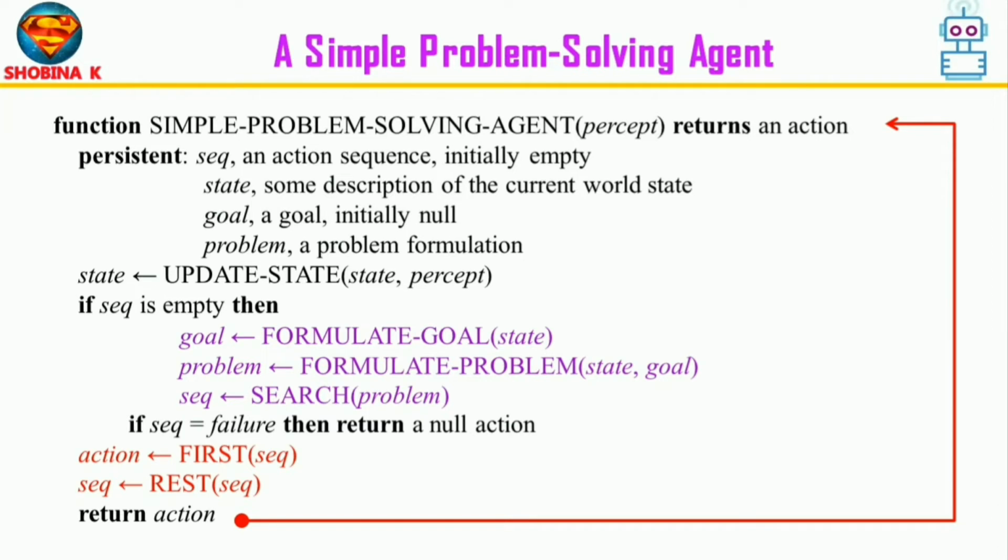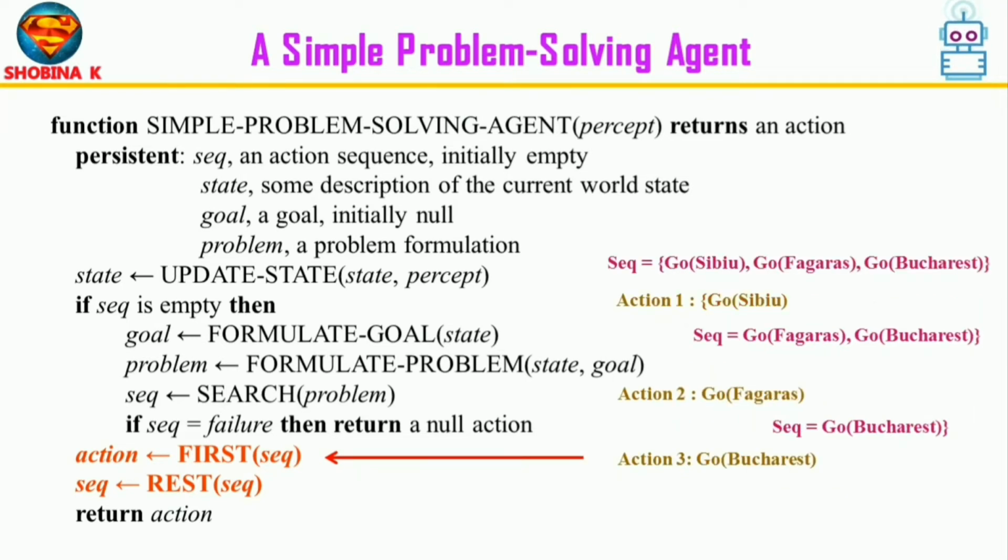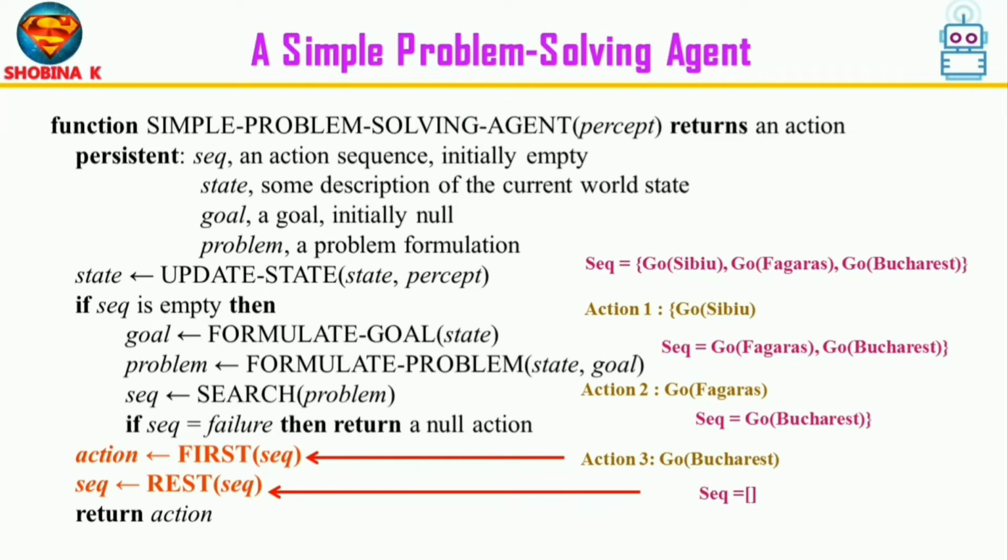As we execute this function one more time, we check whether the sequence is empty or not. And it is still not empty because we have one more item in the list. So again we will not get into the if part. Instead we will come to this line of code. And this will take the first value, which is go Bucharest. And that's the action number 3 that we will perform. And next we will take the rest from the sequence. If we discard the first item, there will be nothing else in the list. So now the sequence will become empty list. Now we return the action, which is go Bucharest.